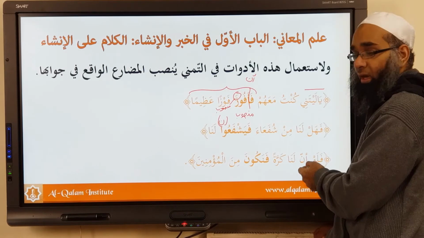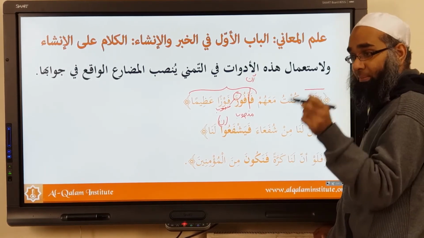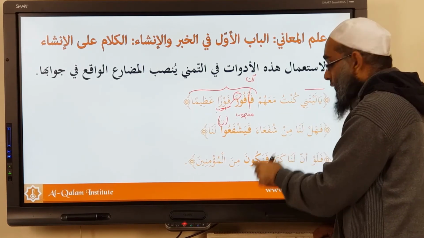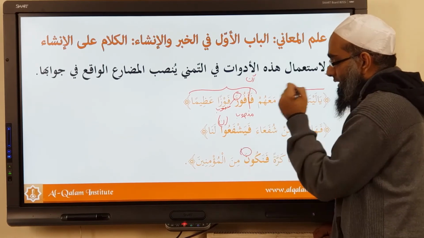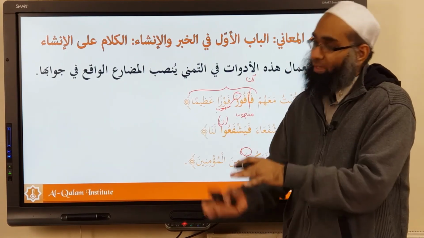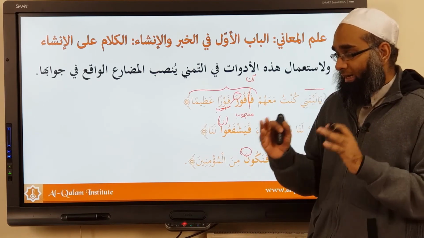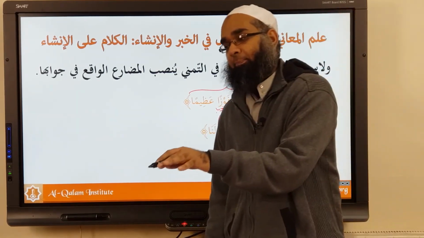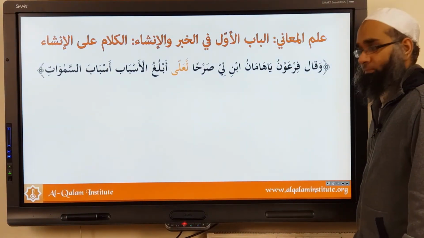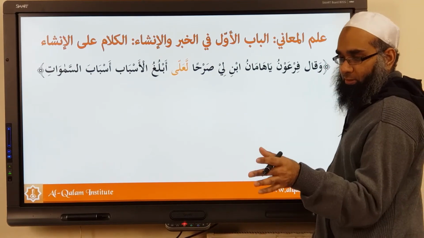Another example, law. Law is for shart, but it's not amil. It's not one of adawat shart al-amila. It's ghayr amila, so it shouldn't have a mansoob mudari after it. But because it's used in tamanni, فَلَوْ أَنَّ لَنَا كَرَّةً, if only we had a return, فَنَكُونَ مِنَ الْمُؤْمِنِينَ. So this rule applies to laita, and it also applies to the other three secondary particles when they are used in the meaning of tamanni. If hal and law and la'alla are not used in the tamanni meaning, then it will not be what? Mansoob, it will be normal marfu. Okay? Following?